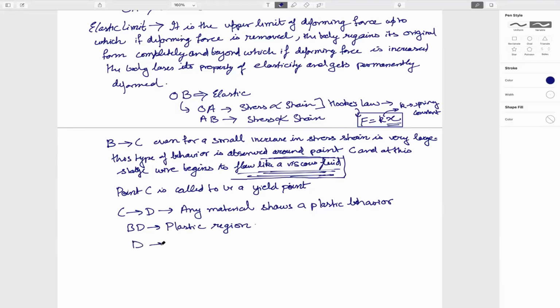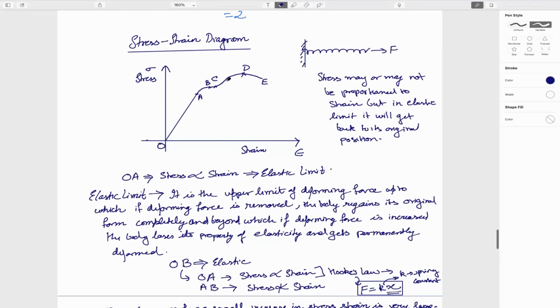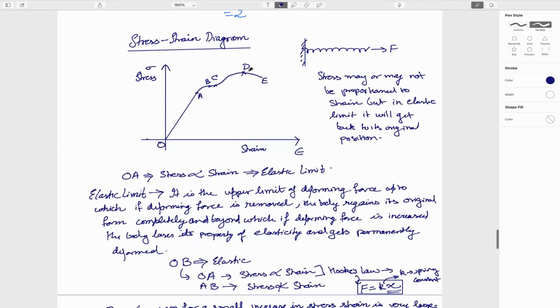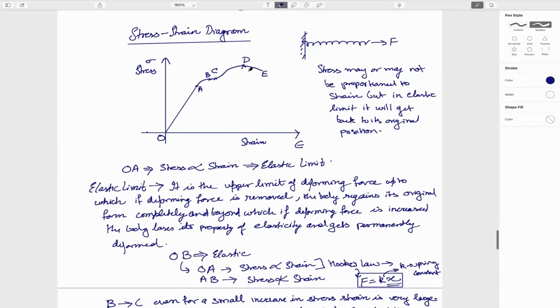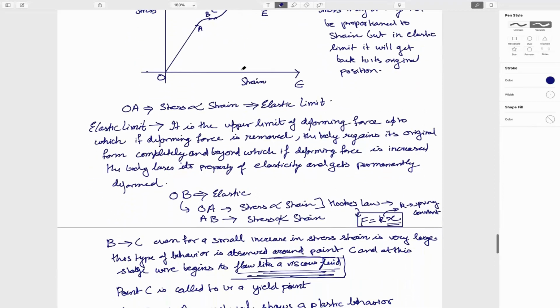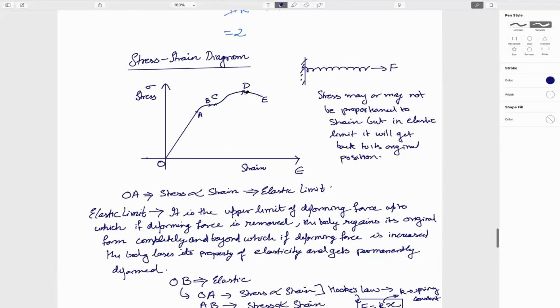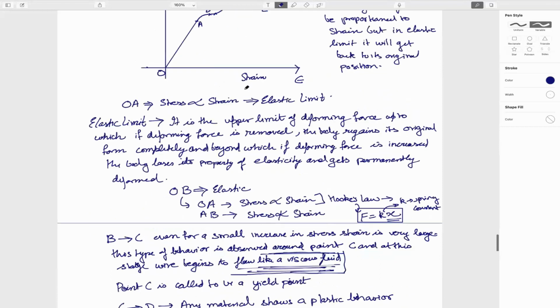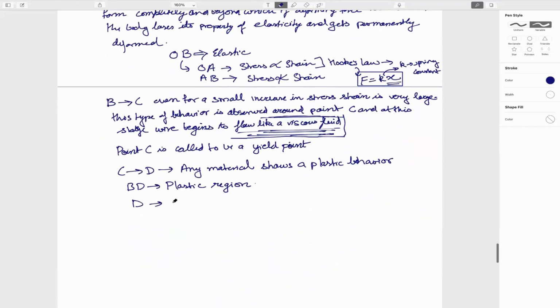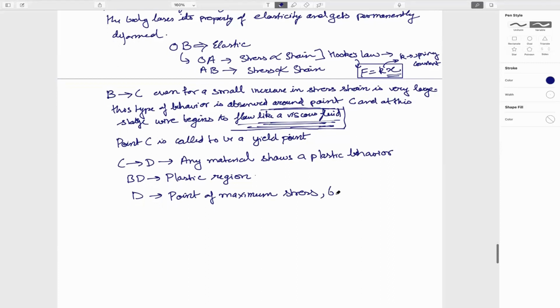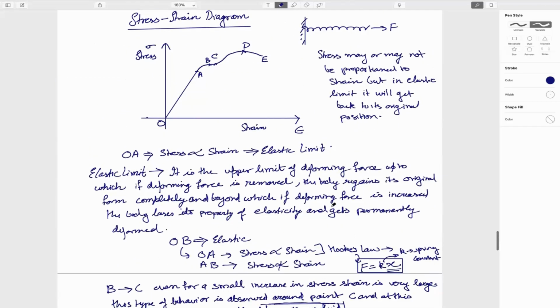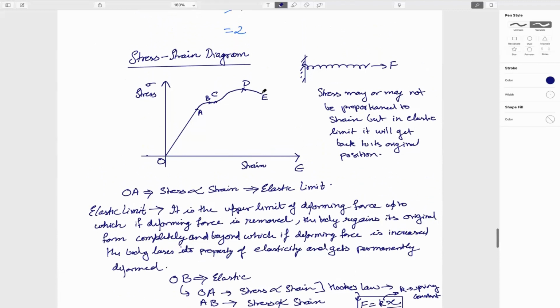When we reach point D, that is the maximum stress that any body can bear. After that, it will break. So D is the point of maximum stress and is called the breaking point. And then E is nothing but the rupture point.